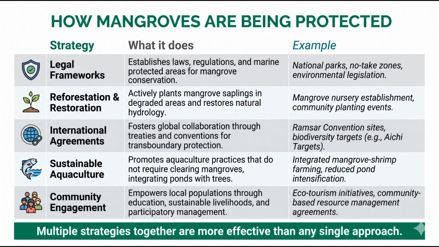International recognition. Ramsar designation and UNESCO World Heritage status bring global attention and restrict development pressure. They also attract research funding and NGO support. Sustainable aquaculture. Some coastal fish farming can be designed to coexist with mangroves. Integrated mangrove shrimp systems in Vietnam and Myanmar maintain the tree structure while still producing seafood.